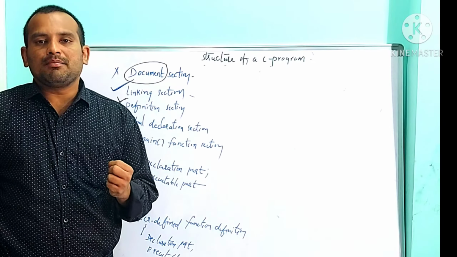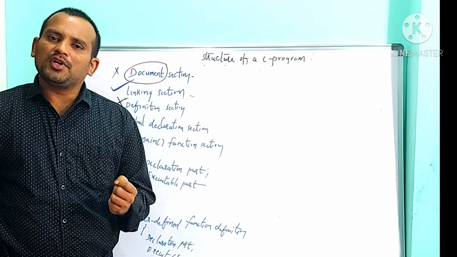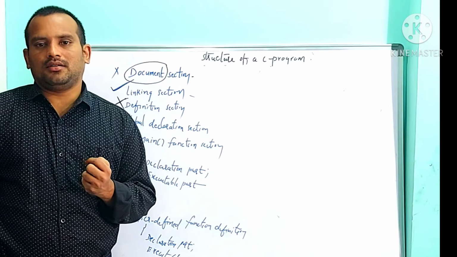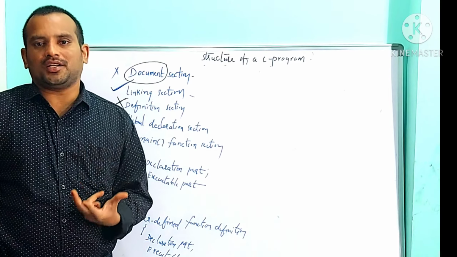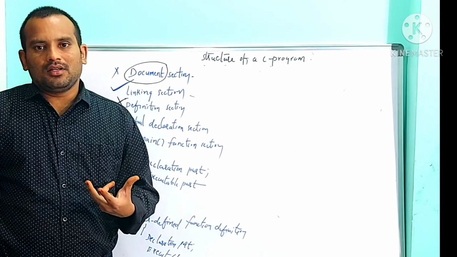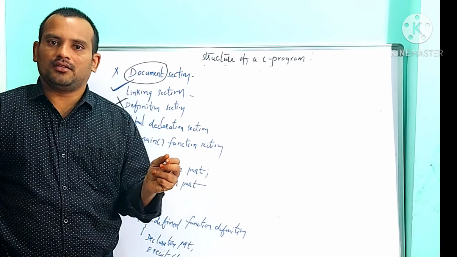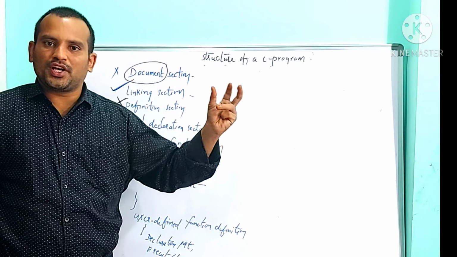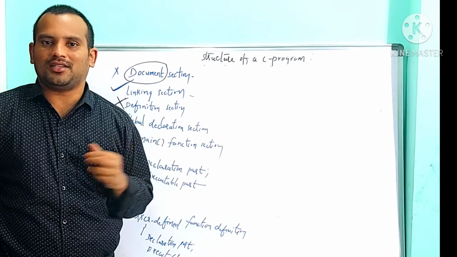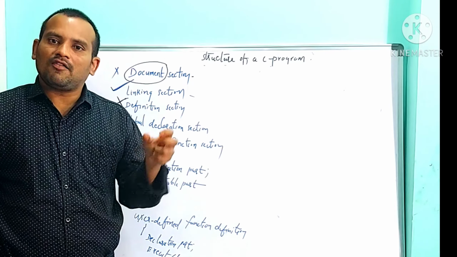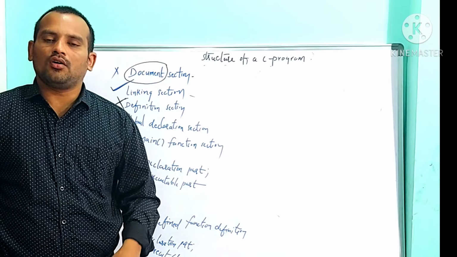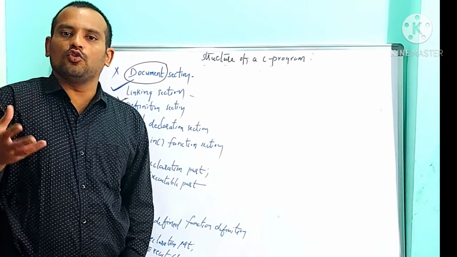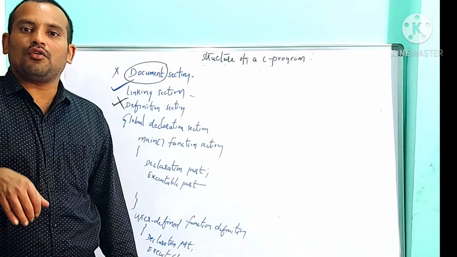To define symbolic constants. What is meant by symbolic constant? The value which cannot be changed is called constant. Correct or not? Suppose a Gautam Buddha statue is there, which cannot be moved, which cannot be changed, right? That is called constant. Like that, the value which cannot be changed is called constant. The value which can be changed is called variable.